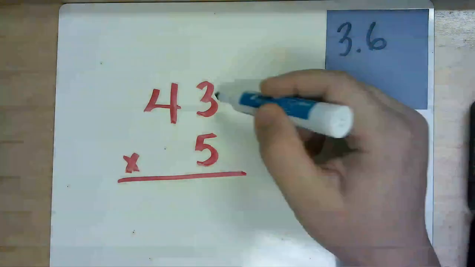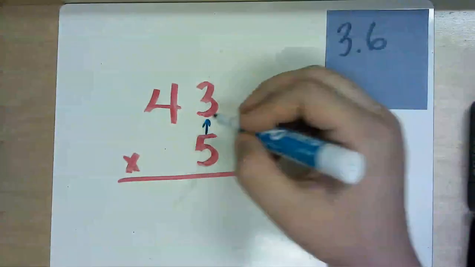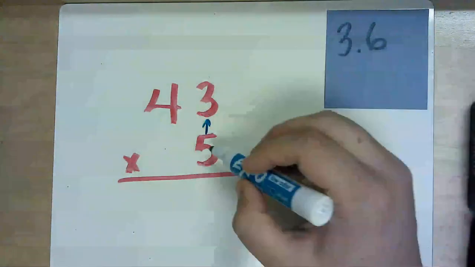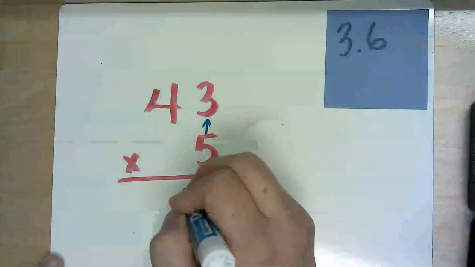I start in my ones place. All right. I'm going to start in my ones place. So 5 times 3. All right, what is 5 times 3? Well, 5 times 3 is going to be 15.